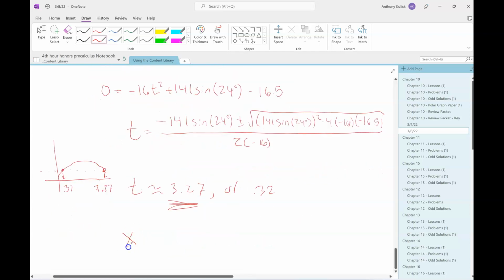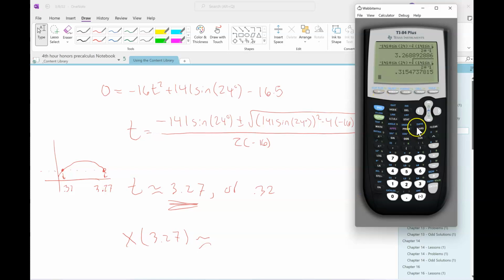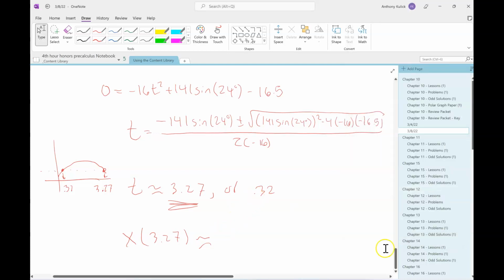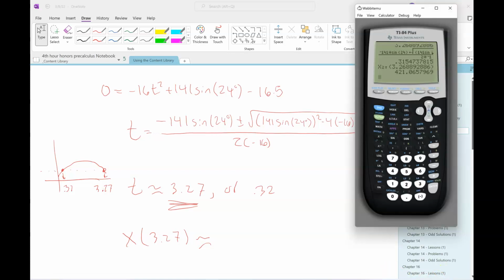All right, so I just need to do x of 3.27. So x of, and I guess I'll just grab it this way. So 421.1 feet. Actually, I should be rounding, which way? Should I be rounding up or down? I have to round down in this case, right?